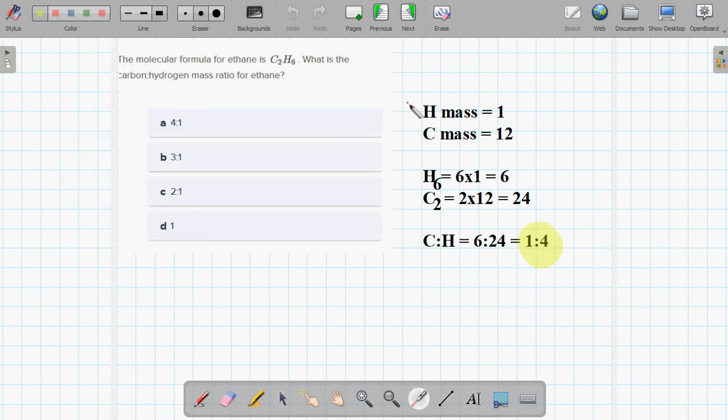Here we're doing something similar. You take the mass, multiply it by the number of atoms. So H6 would be 6 times 1. C2 would be 2 times 12. And so that reduces down to 1 to 4.